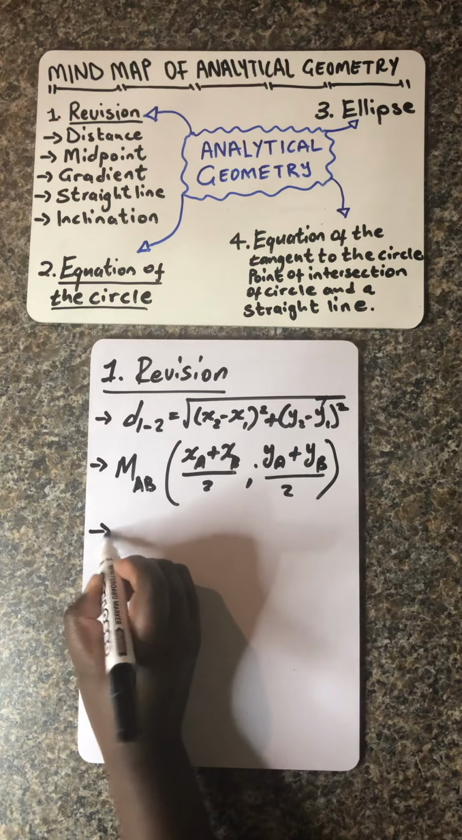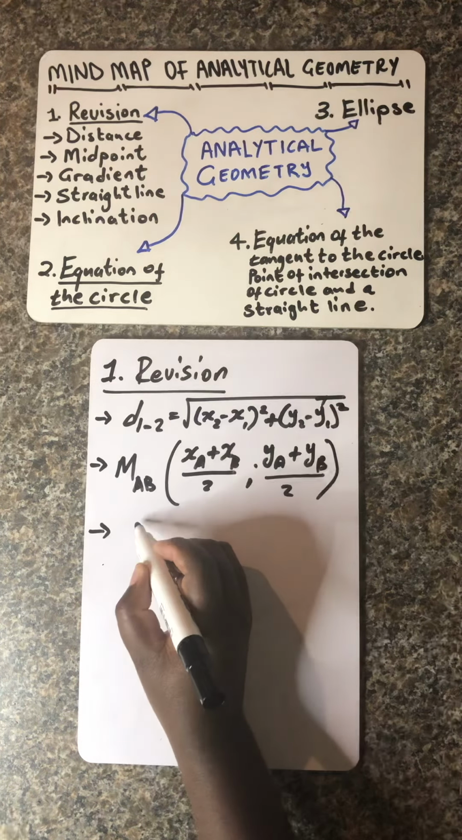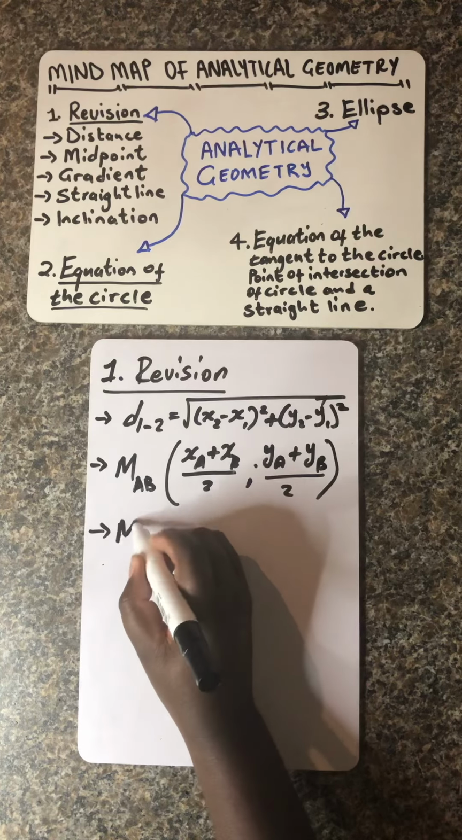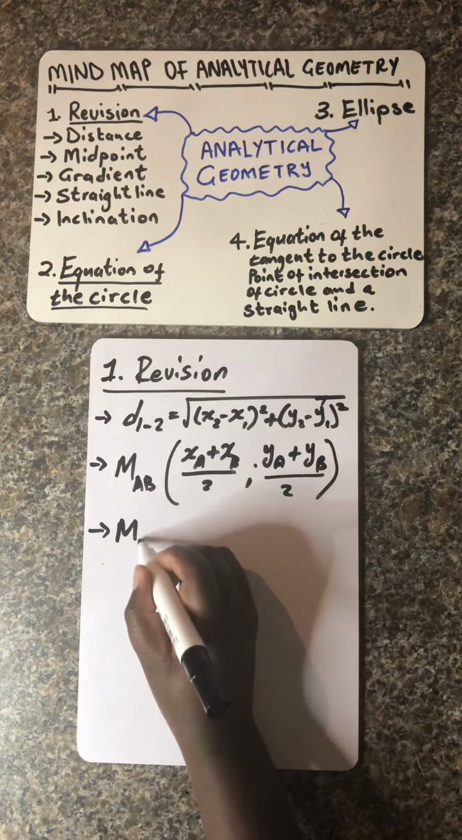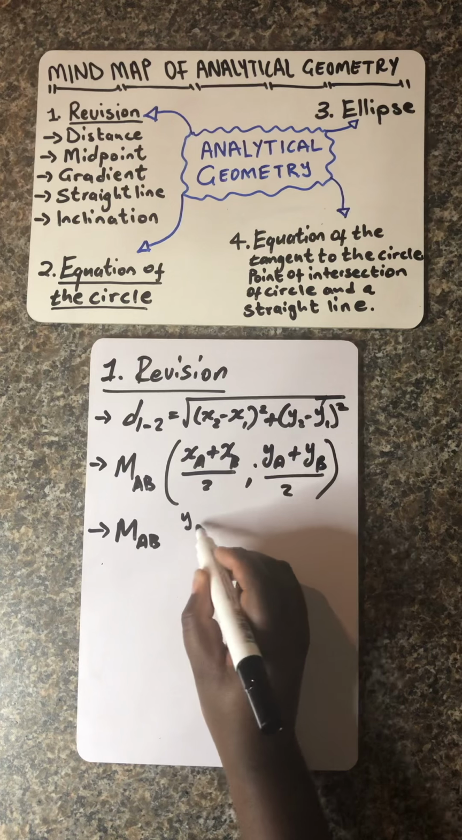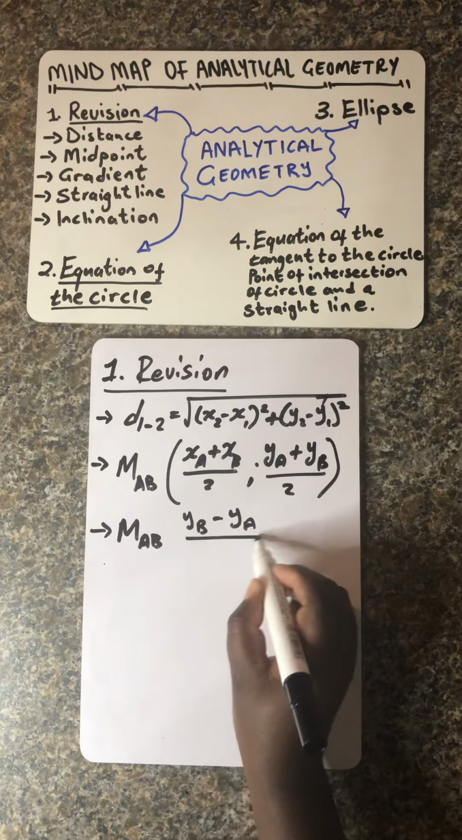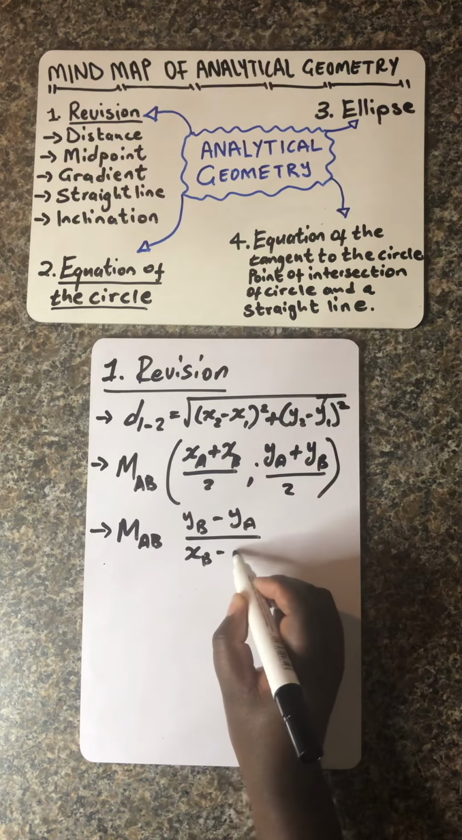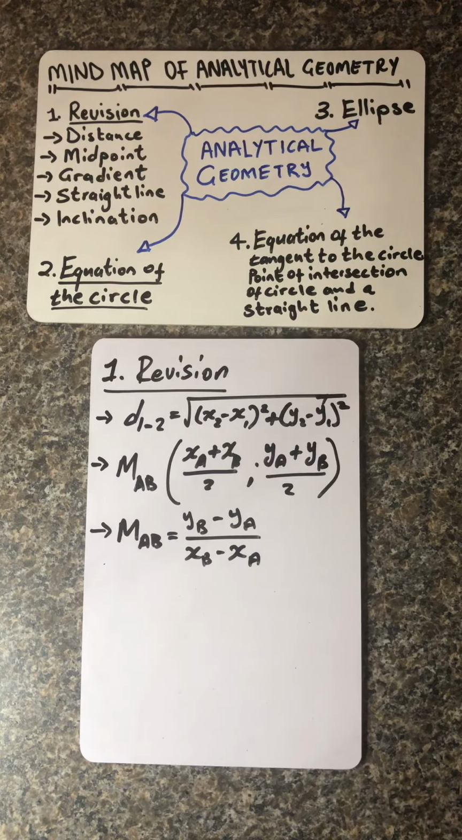Okay, so ladies and gentlemen, we also have the formula for calculating the gradient. Very, very important. Normally it's m, which refers to the gradient, let's say, of points A and B. This is y of point B minus y of point A, divided by x of point B minus x of point A. This equals the gradient of points A and B.